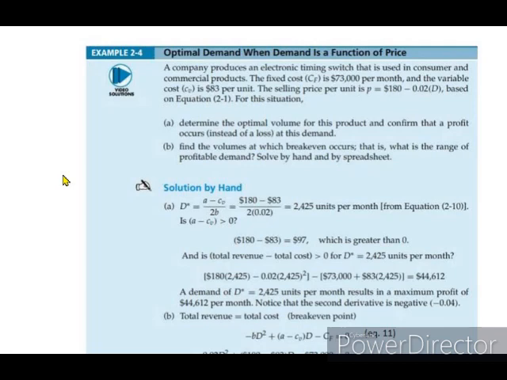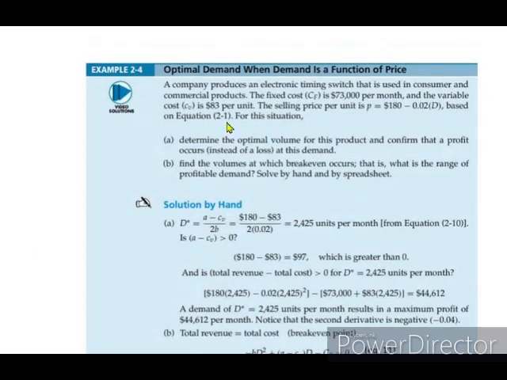So based on equation 10, you notice here, the equation 10. For this situation, letter A, determine the optimal volume for this product and confirm that a profit occurs instead of a loss at this demand. So we will compute for the optimal volume, and we will confirm that it is a profit instead of a loss. Okay, so we will use equation 10, which is this.